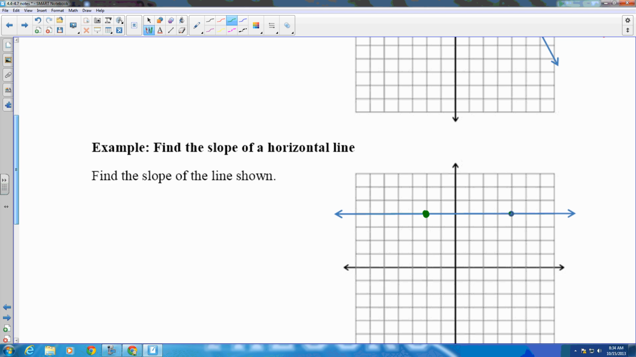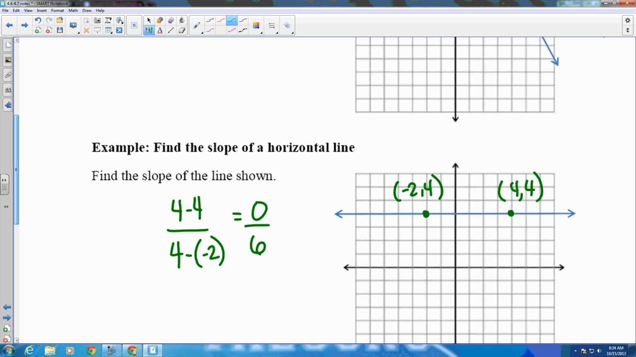Okay, let's do this one. Figure out what these 2 points are. This is -2, 4 and 4, 4. So we need to figure out what the slope is. We do y2 minus y1, 4 minus 4 over 4 minus negative 2, 0 over 6. So our slope is 0. It's a good thing to note right now that every time you have a horizontal line, your slope is going to be 0.